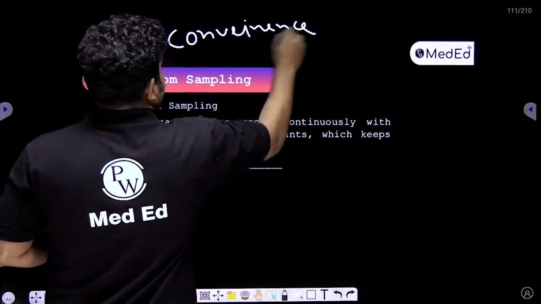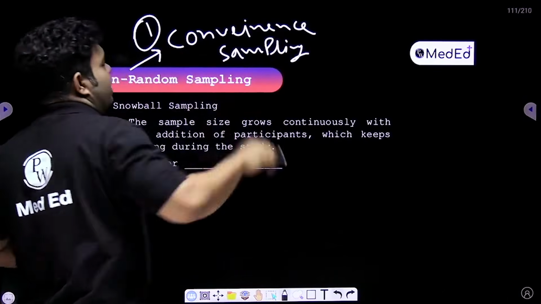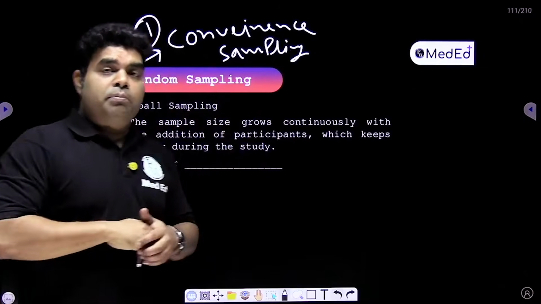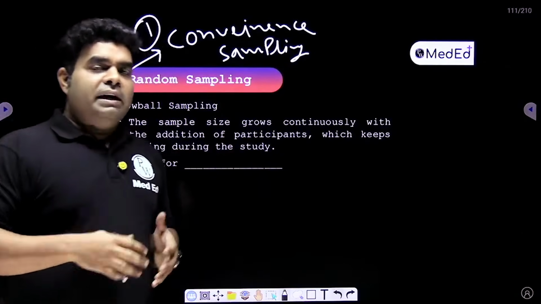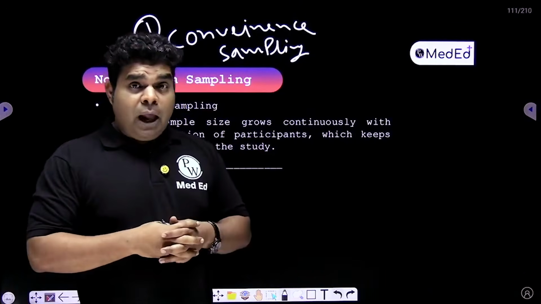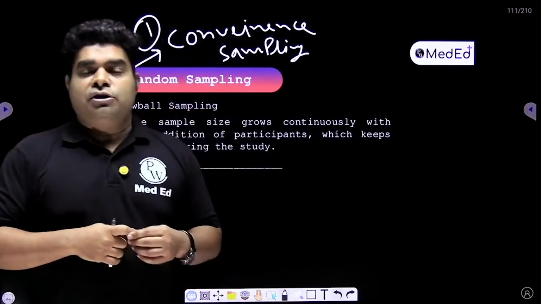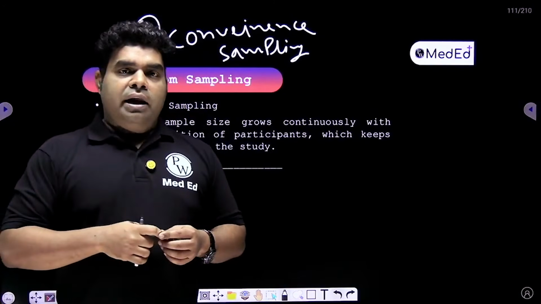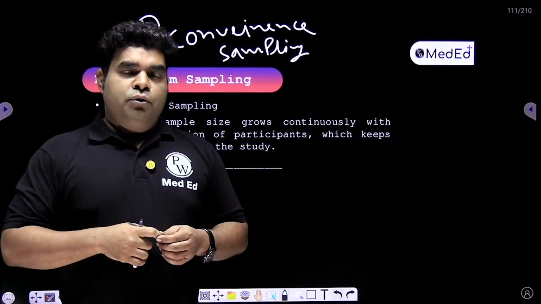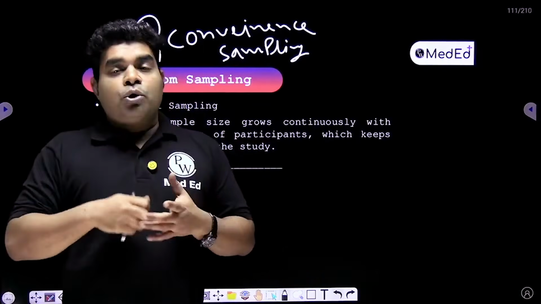Convenience means I will do sampling as per my wish, and this is the way you will do sampling in your clinical PG. You will sit in OPD. Suppose you are in surgery and you are doing this research on anal fistula, because nowadays in anal fistula, if you just put one char sutra, one Ayurvedic thread, it can heal without doing surgery.